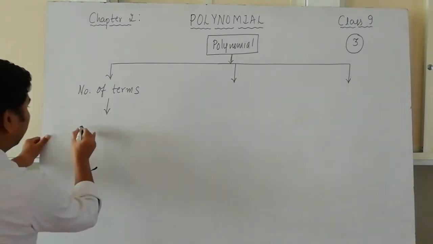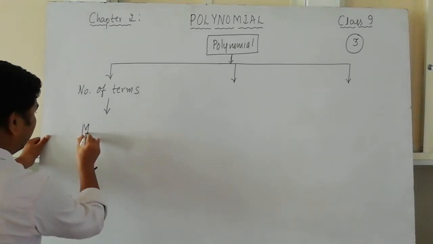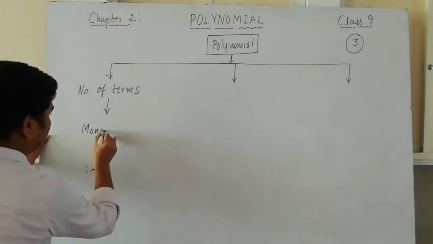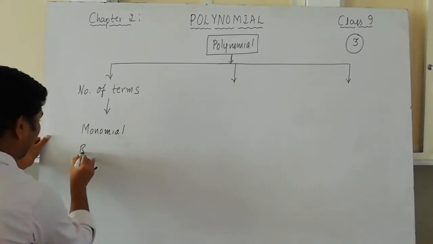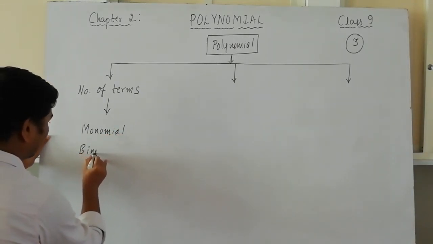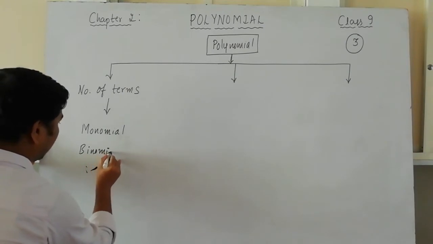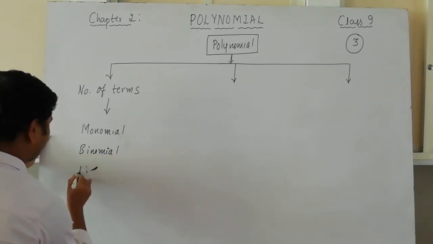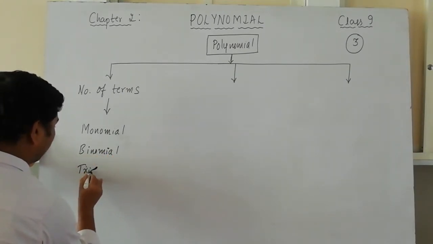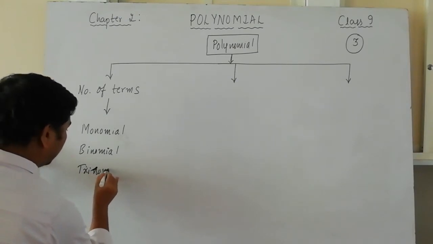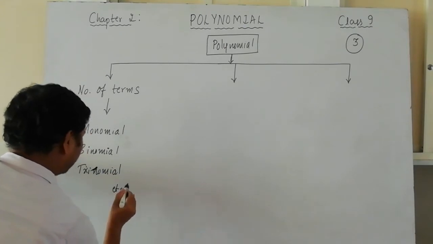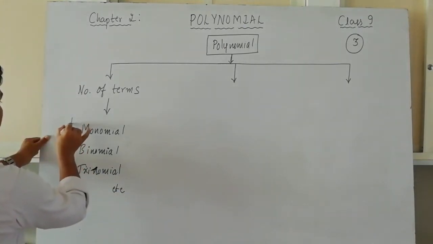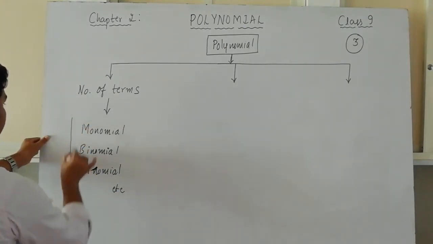Now look at here. The first one is monomial, the second one is binomial, and the third one is trinomial, and so on. There are further classifications, but I am going to write only 3.